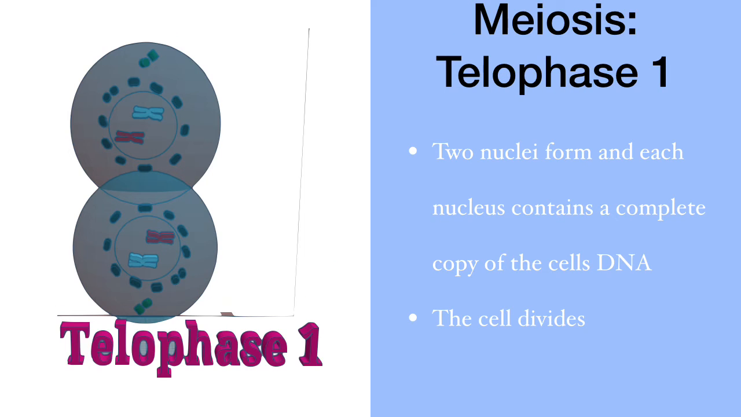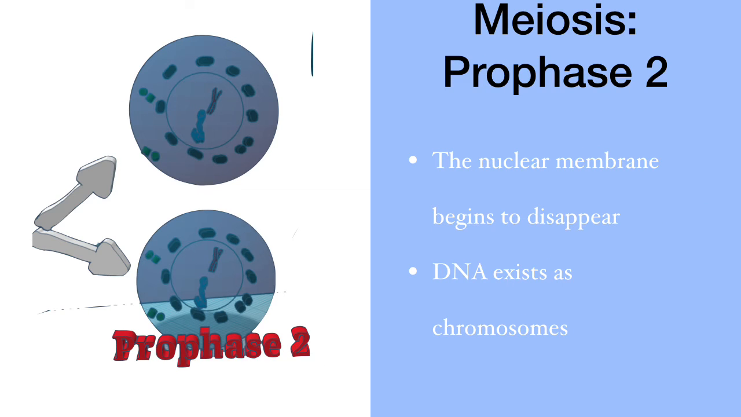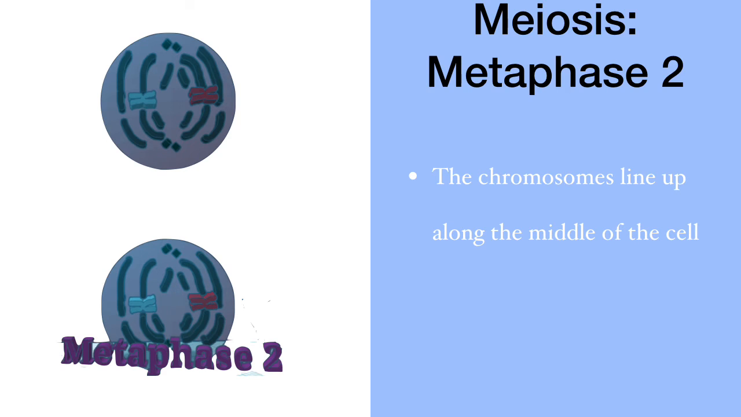Telophase 1. This is the phase where 2 nuclei form and each nucleus contains a complete copy of the cell's DNA. This is also where the cell divides. Prophase 2. Similar to prophase 1, the nuclear membrane begins to disappear, and the DNA exists as chromosomes. Metaphase 2. This is where the chromosomes line up along the middle of the cell.